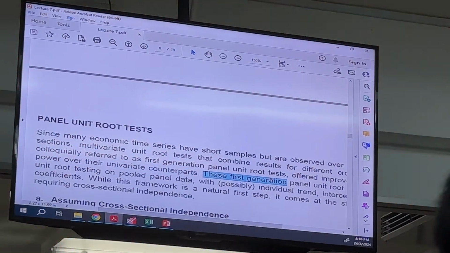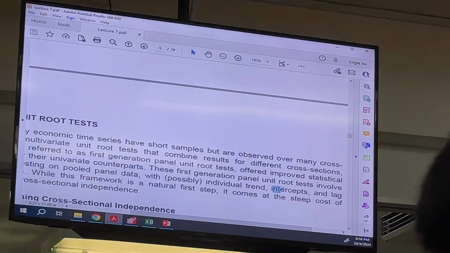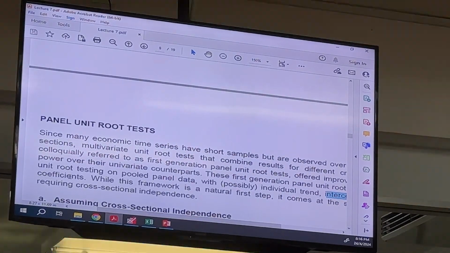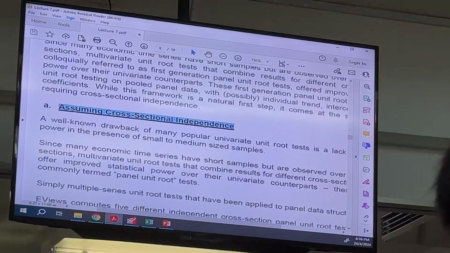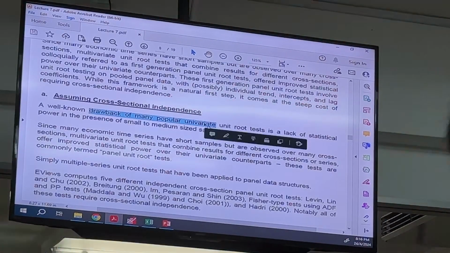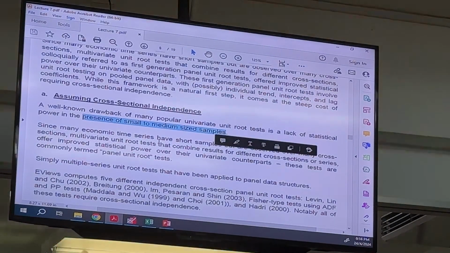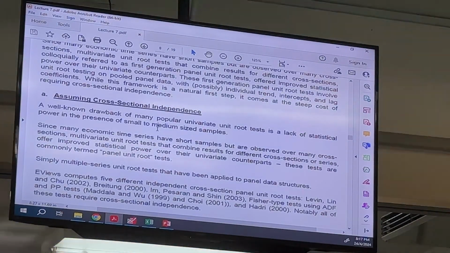The first generation unit test is normally on pooled data. So you can test with the individual trend, like in time series, variable intercept, and also the lag coefficient. The first generation assumes cross-sectional independence. As we know, there is a drawback from the univariate test, because if you have a small or medium-sized sample, the power of the test might be affected. That's why we need to use the panel unit test. Or maybe we can say that because of this small sample size, your univariate result is no longer valid, no longer reliable, so we want to estimate the panel analysis.